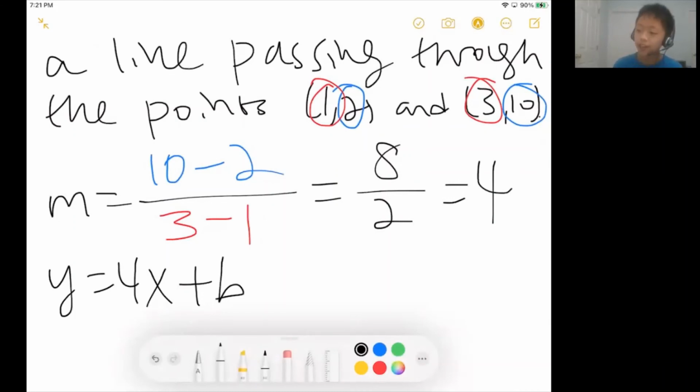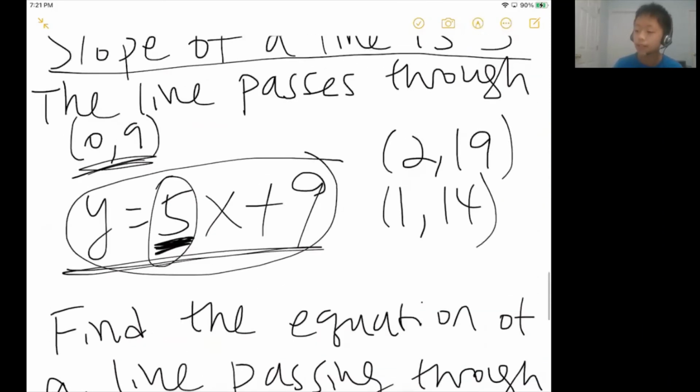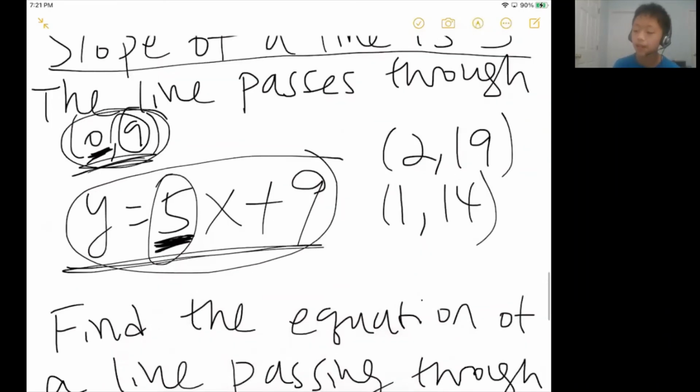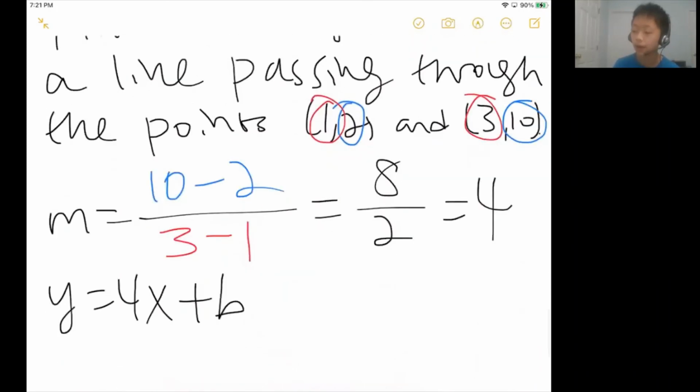But unfortunately here, they didn't give us a y-intercept, right? In the previous problem, they gave us the point (0, 9). And the reason this was a y-intercept is because the x-coordinate was 0, so we automatically knew the 9 represented the y-intercept. But in this case, they didn't give us a y-intercept. They only gave us two arbitrary points on the line.